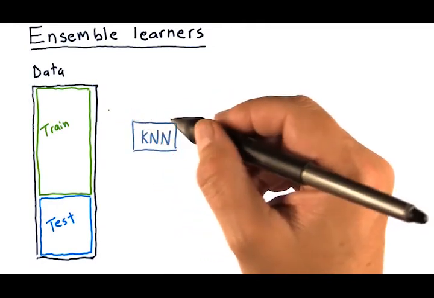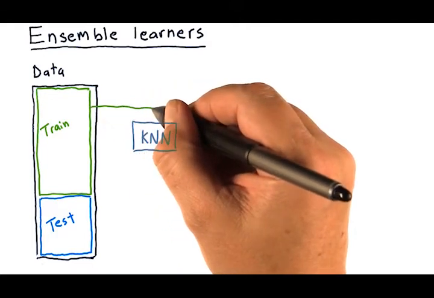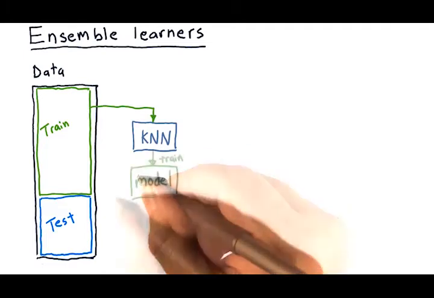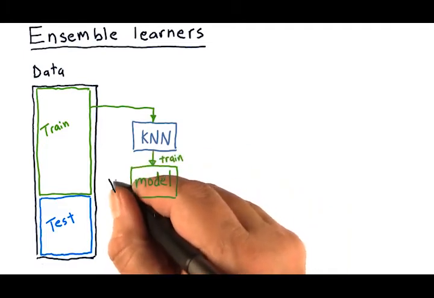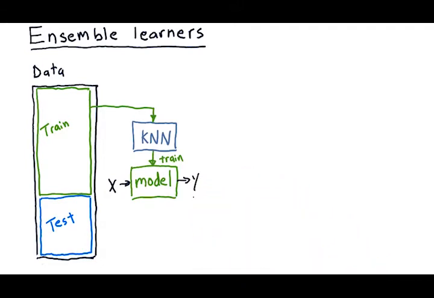Now, what we've been doing so far is we've had one kind of learning method, say KNN. We plug our data into there and we learn a model. We can query our model with an X and it'll give us a Y. So this is not an ensemble learner, this is just a single learner.